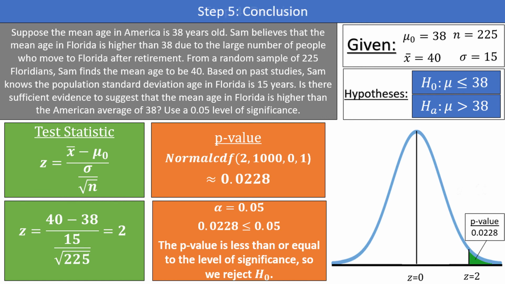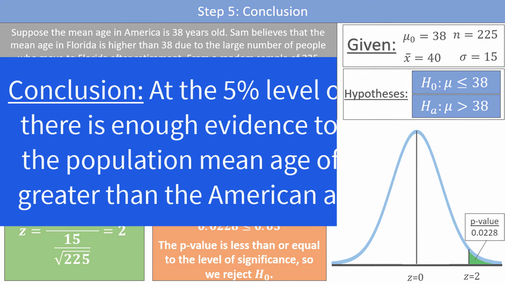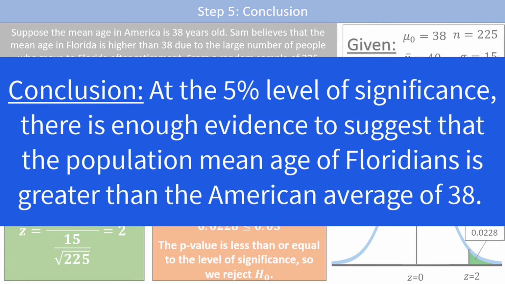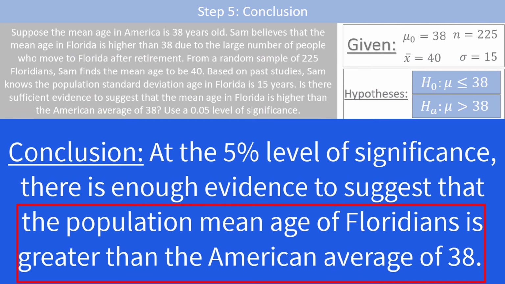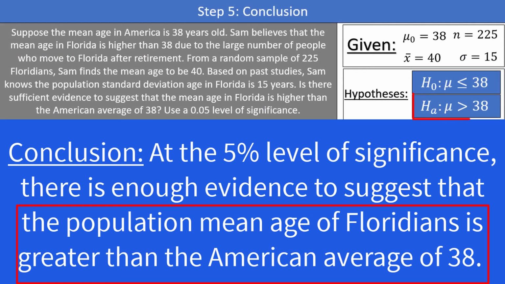Step 5 is our conclusion. For the conclusion, we say that at the 5% level of significance, there is enough evidence to suggest that the population mean age of Floridians is greater than the American average of 38. If we would have failed to reject the null hypothesis, the conclusion would be identical, except it would change to "is not." Notice this phrase corresponds to the alternative hypothesis, mu greater than 38.